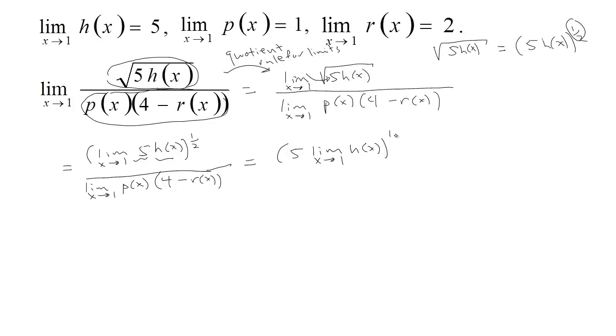At this point, you're probably getting somewhat bored. In fact, you may have already arrived at the answer just by thinking about it, right? 5 times something close to 5 would be 25, and the square root of 25 is 5. So the top has got to be getting closer and closer to 5. Down here, p is getting close to 1, and r is getting close to 2. 4 minus something close to 2 should be close to 2, so we have 1 times 2 down below. So we know the answer is going to be 5/2.